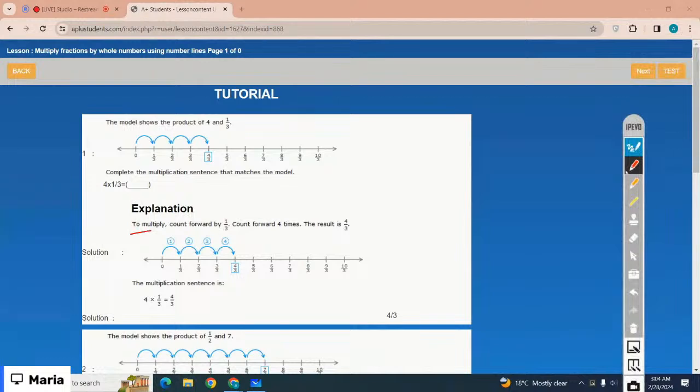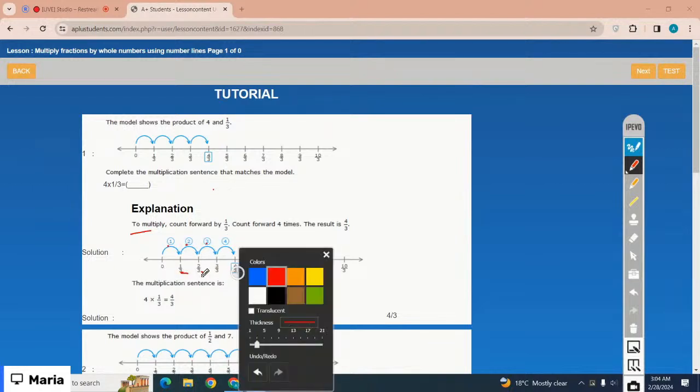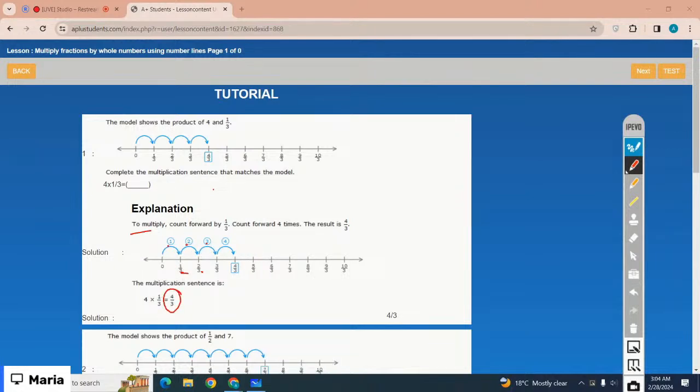So you need to count forward 4 times because you have to multiply 4 times 1 over 3. So you need to count forward by 1 by 3. How many times? 4 times. Look, 1, 2, 3, 4. And here you have 1 by 3, 2 by 3, 3 by 3, and 4 over 3, right? So that means 4 times 1 by 3 is 4 over 3. Got it? The correct option is 4 over 3.